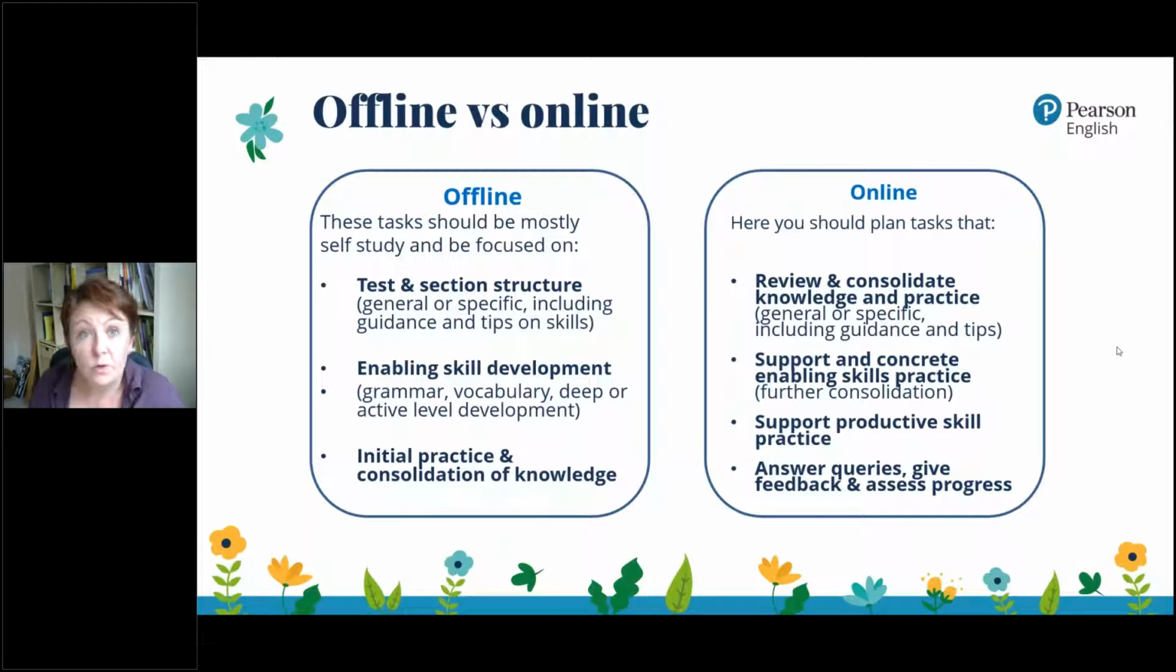So offline, this is where students will look at their grammar, their vocabulary, do all that real active work to make sure that they're improving that as well. And start to practice on their own and consolidate their knowledge a little bit as they go. And then online, you need to plan tasks that review and consolidate everything, that support and give concrete enabling skills practice, lots of productive practice, as we said, and all of that assessment part that I've mentioned.